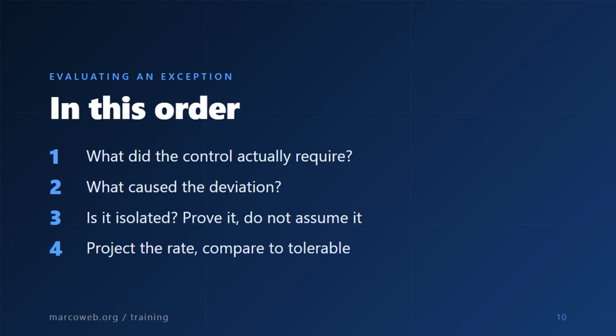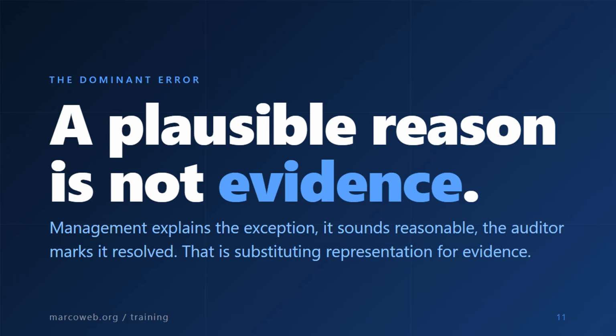Third, do not classify the exception as isolated without evidence. Isolated is a conclusion you have to support. And fourth, where the sample was statistical, project the rate and compare it, plus the allowance for sampling risk, against the tolerable rate. The dominant real-world failure, and a heavily tested one, is accepting a plausible explanation and moving on.